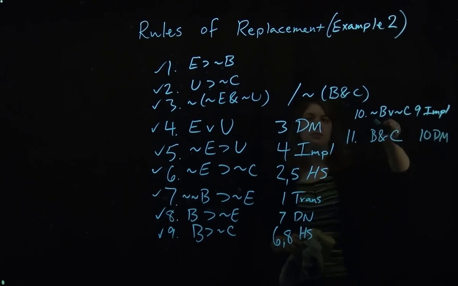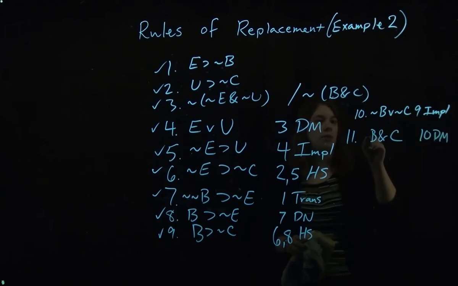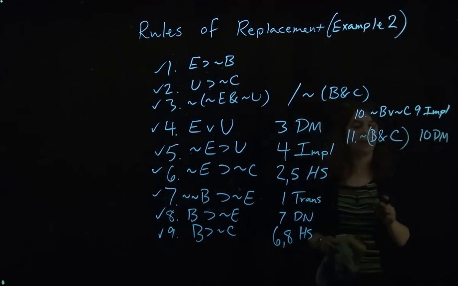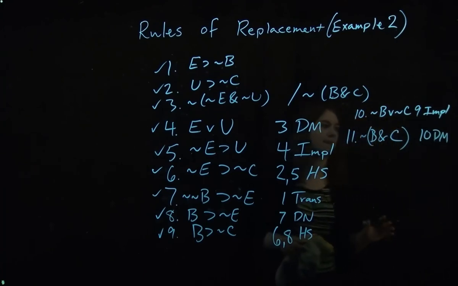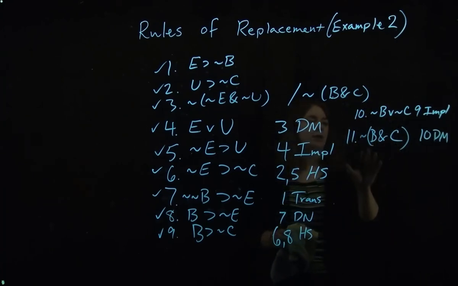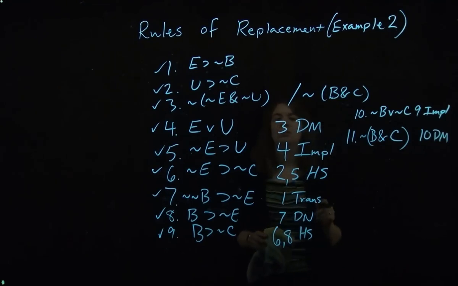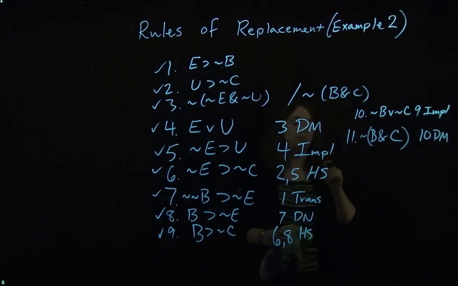And the last thing that we have to do is take out our tildes where they were and put them in where they weren't before. So the tilde was not in front of the whole entire conjunct before. And then there we have it. We have proven the conclusion of not both B and C.